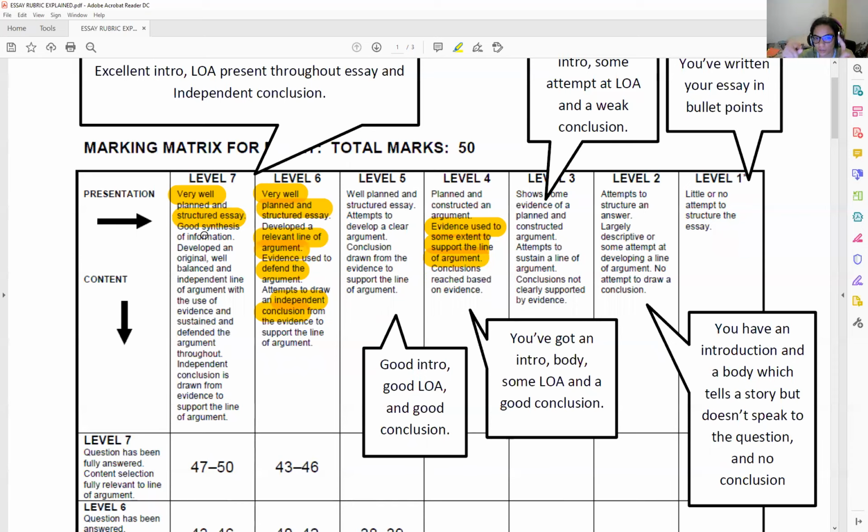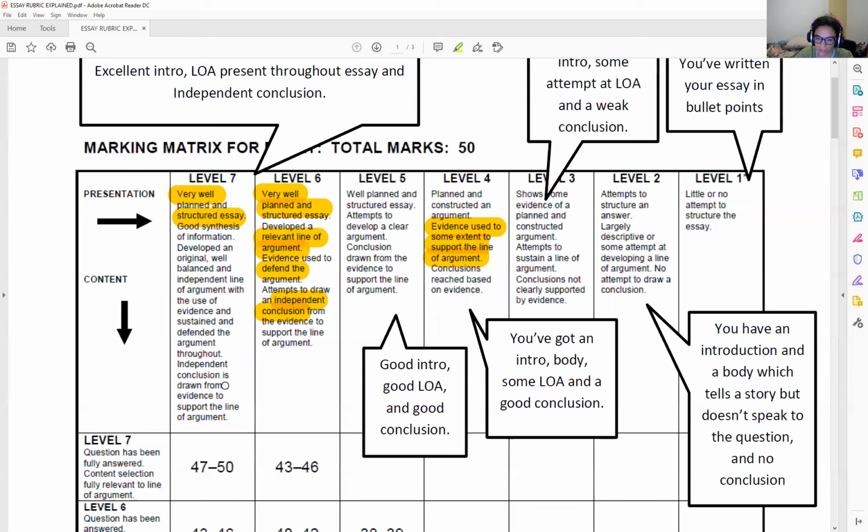And by each of those paragraphs, you step-by-step break down what is the cause, what is the result, and how does this show that Goldilocks was wrong? And that is actually developing an original line of argument. You're building your argument into your paragraph instead of just writing one sentence at the end of every paragraph. And then there's also sustain and defend the argument throughout. So that means each and every paragraph is answering the question.